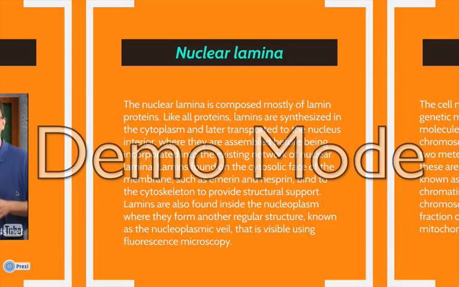Nuclear lamina. The nuclear lamina is composed mostly of lamin proteins. Like all proteins, lamins are synthesized in the cytoplasm and later transported to the nucleus interior, where they are assembled before being incorporated into the existing network of nuclear lamina. Lamins found on the cytosolic phase of the membrane, such as emerin and nesprin, bind to the cytoskeleton to provide structural support. Lamins are also found inside the nucleoplasm, where they form another regular structure known as the nucleoplasmic veil that is visible using fluorescence microscopy.